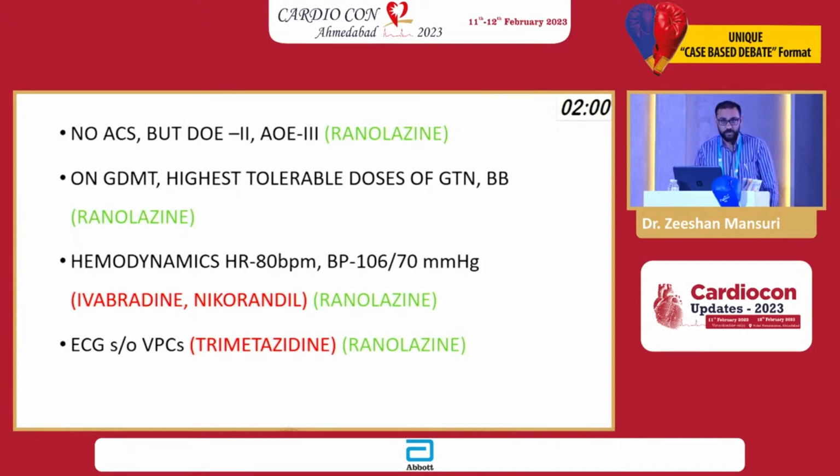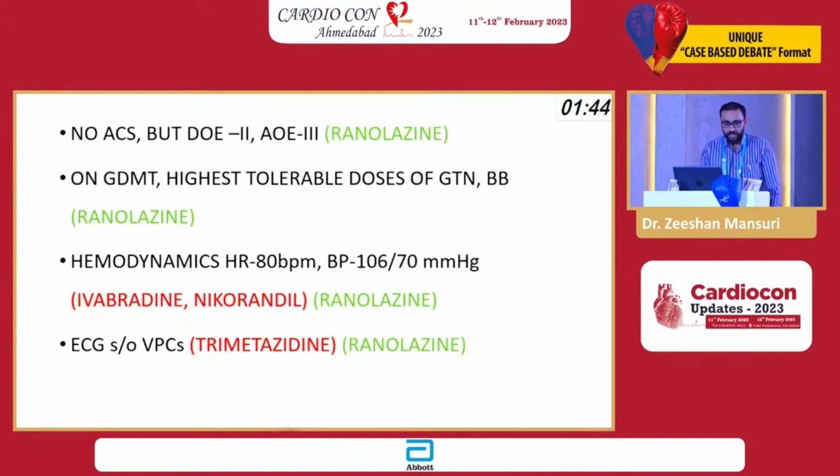Ranolazine also has one more effect. It has an interaction with beta blockers. It increases the effect of metoprolol by inhibition of CYP2D6 metabolism. So ranolazine will also potentiate the effect of the beta blocker. So that is why it is also important.